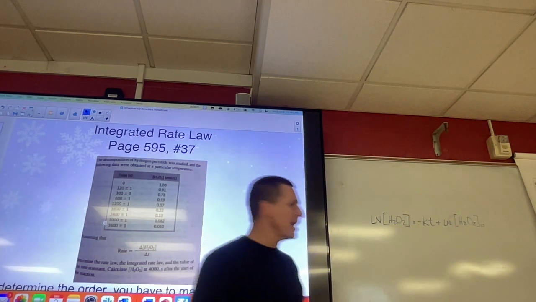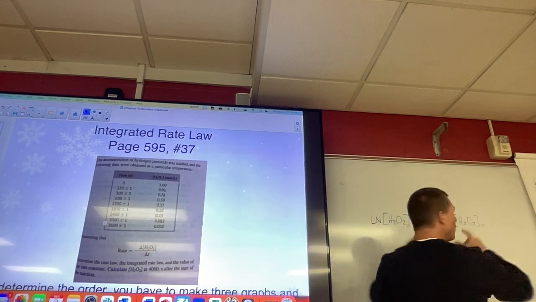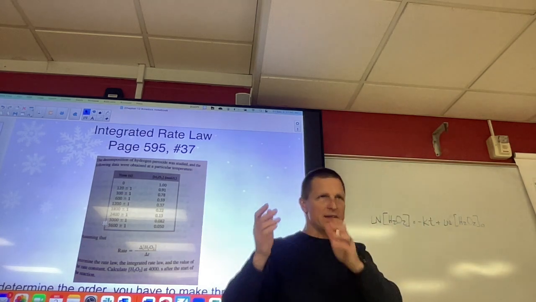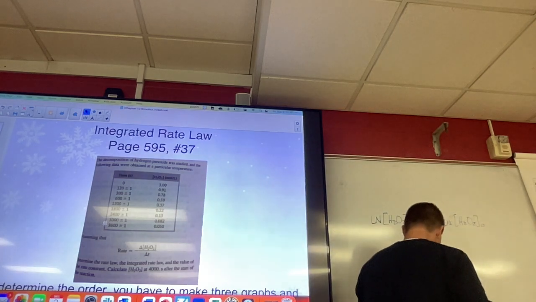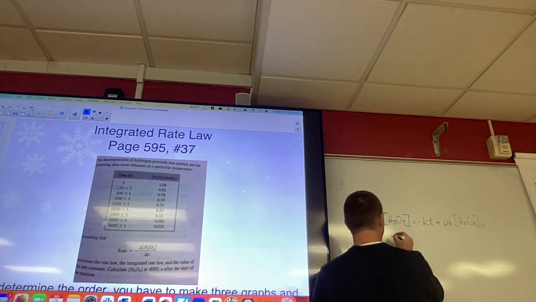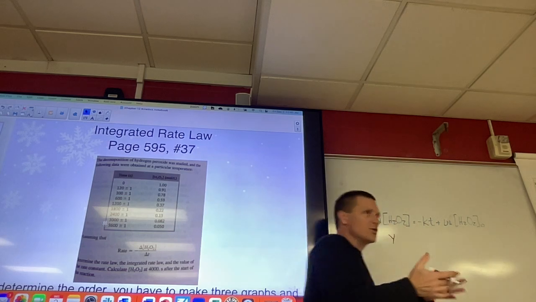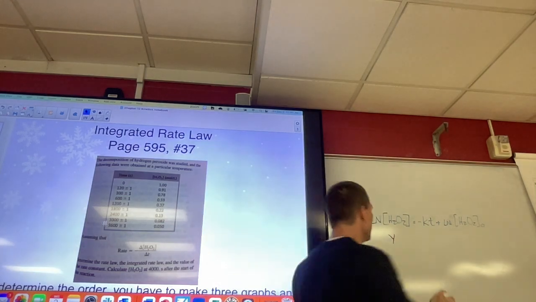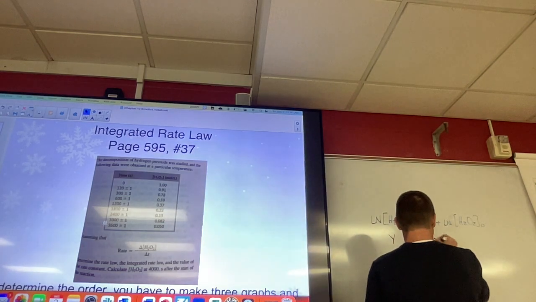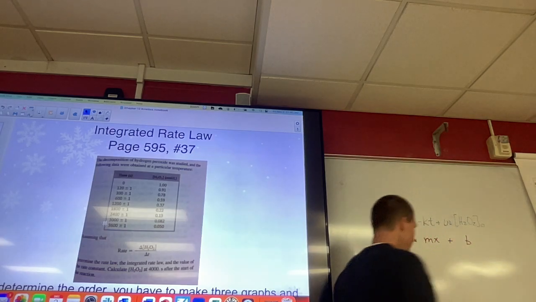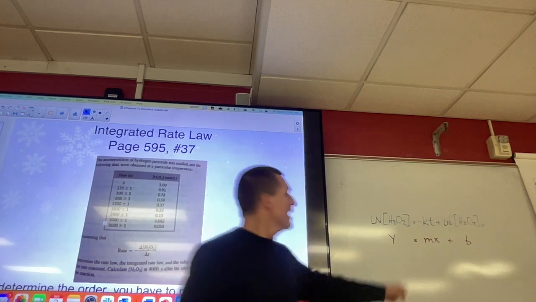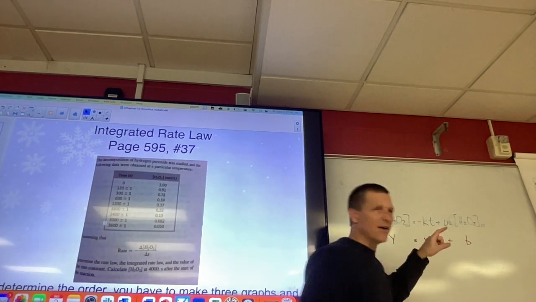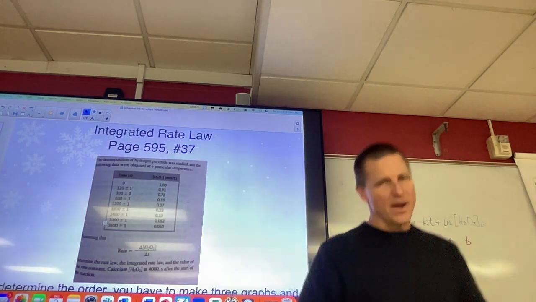Now, I want to remind you that when we have a rate law, no matter which one you have, zero order, first order, or second order, they're all three going to be in the form of a straight line. Remember, you're going to choose which one is the linear graph because it's going to have the form y equals mx plus b, the equation for a line. Now, the slope is the k value. I'm going to go back to it. Sorry for all this jumping around.